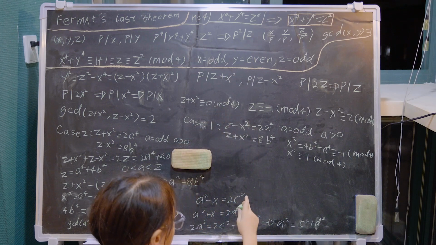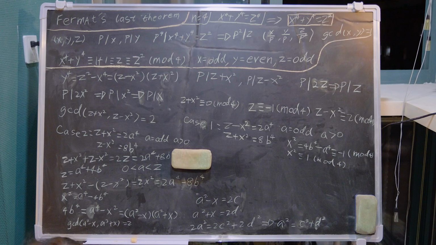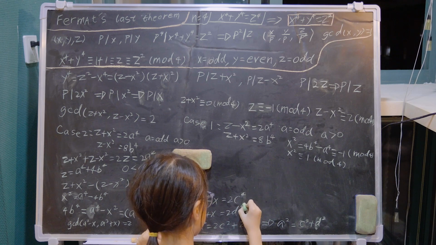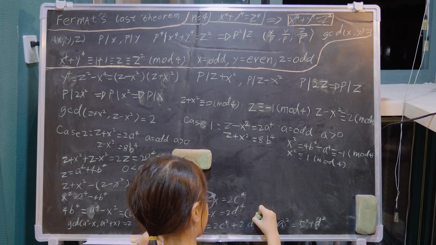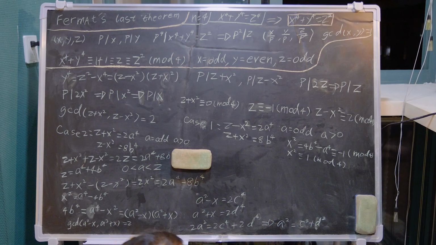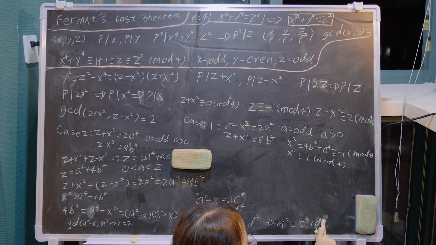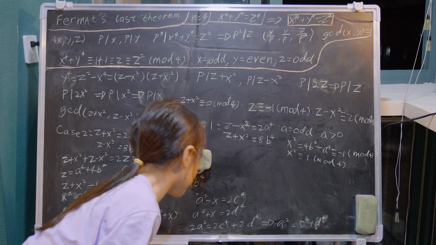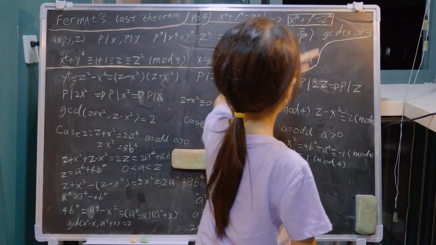Here I read it wrong, because it should be to the 4, right? Because don't forget, here is 4b to the 4. So it should be c to the 4 and d to the 4. So that creates a contradiction now, because this is another solution of the original function.